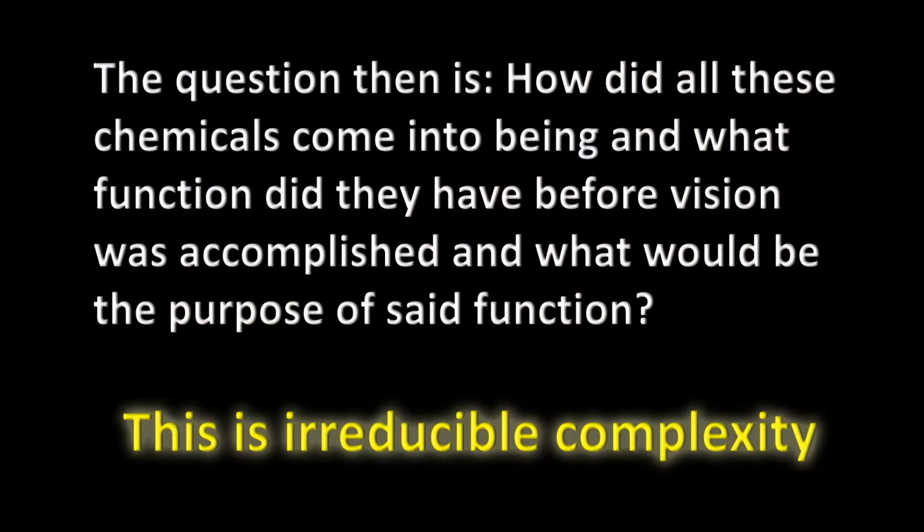Okay, now you've got a problem. The question then is how did all these chemicals come into being, and what function did they have before vision was accomplished, and what would be the purpose for said function? What would all those chemical reactions have been doing if they didn't ultimately result in vision, right? That's irreducible complexity.